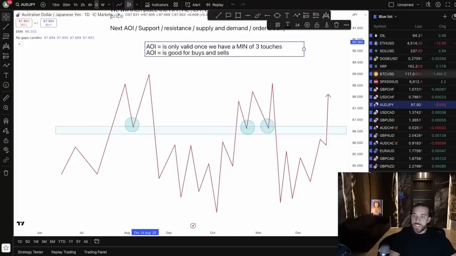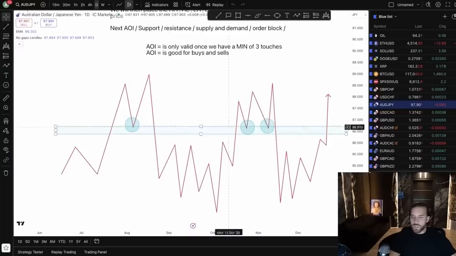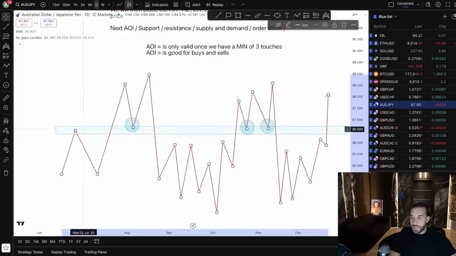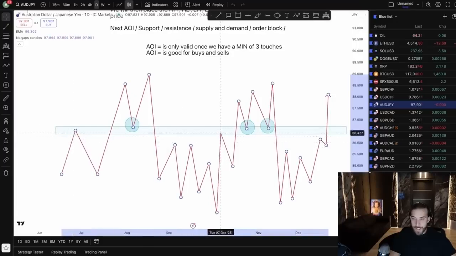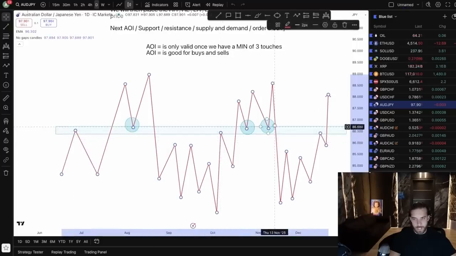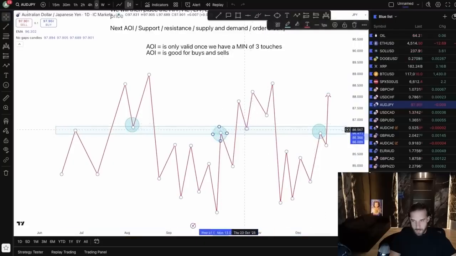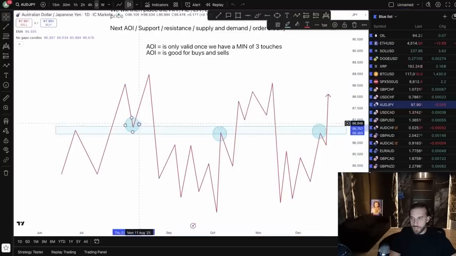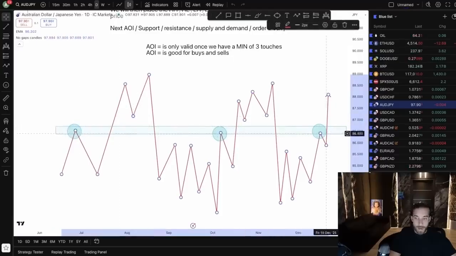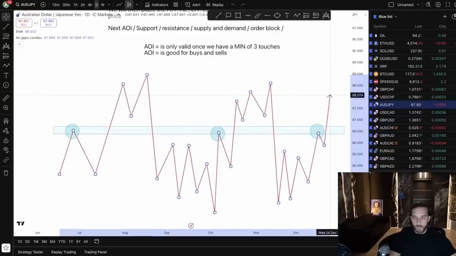If you're interested in buying and it only has supports, that's great. If you're interested in buying and it only has resistance to validate the area of interest, that is great. It is all the same thing. As long as you have a minimum of 3 touches, this is now going to be a valid area of interest. If you're looking to buy and you only have resistance, that is also a valid support level.